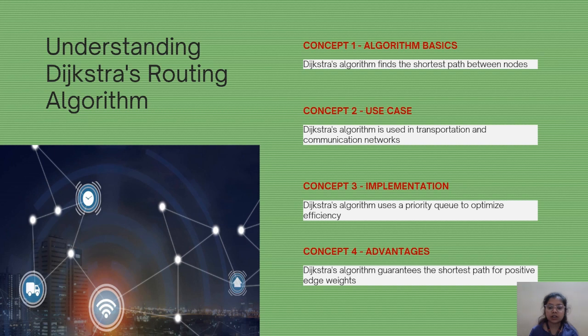So how is it used in communication networks? We will see it in detail now. Next is implementation. Dijkstra's algorithm uses a priority queue to optimize efficiency. Next are the advantages of using Dijkstra's algorithm. Dijkstra's algorithm guarantees the shortest path only for positive edges. It is not useful with negative edges.